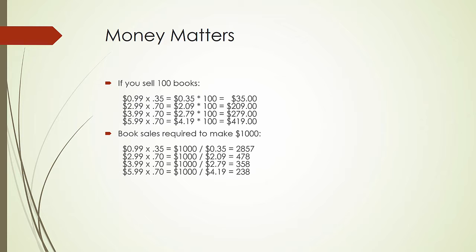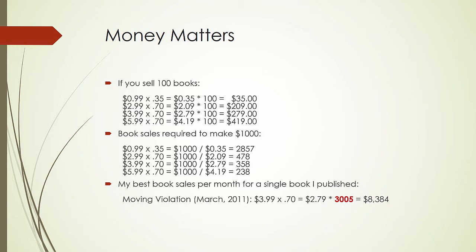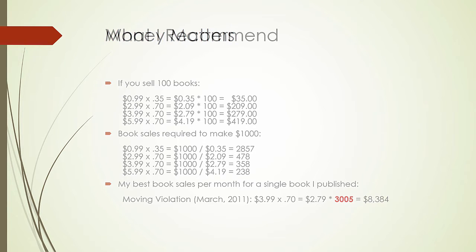Okay, I know you've been dying to ask this, so I'm going to tell you. My best book sales month for a single book I published is Moving Violation, March 2011. I charged $3.99 for the book, which at 70% royalty is $2.79 per book, and I sold 3,005 copies for $8,384. So you can make money using this pricing strategy.